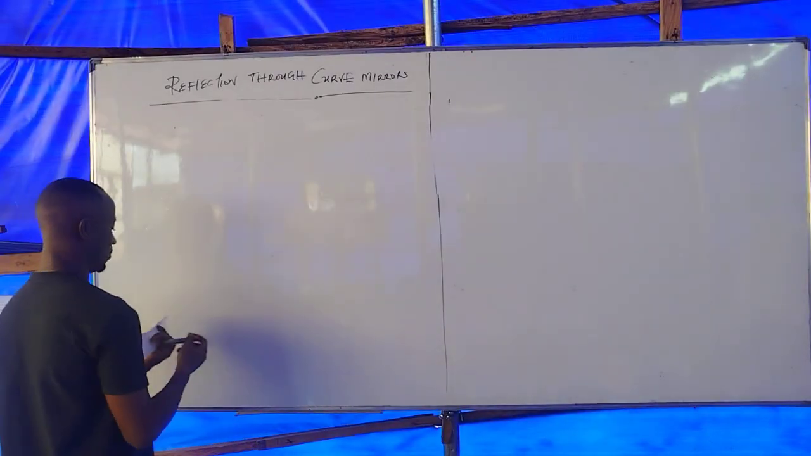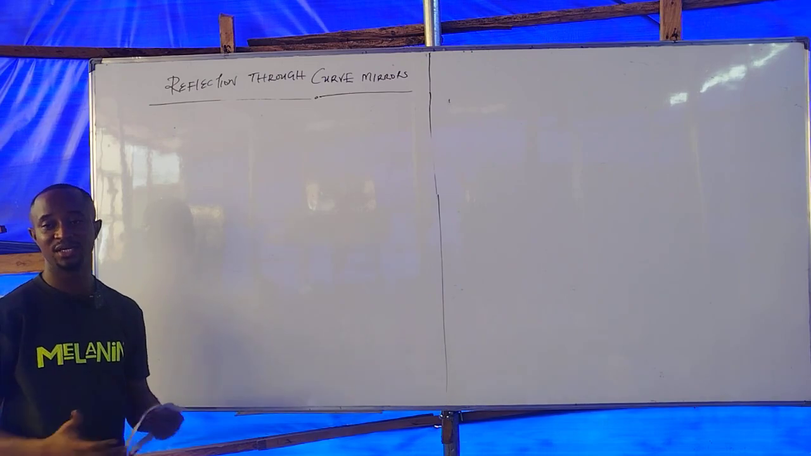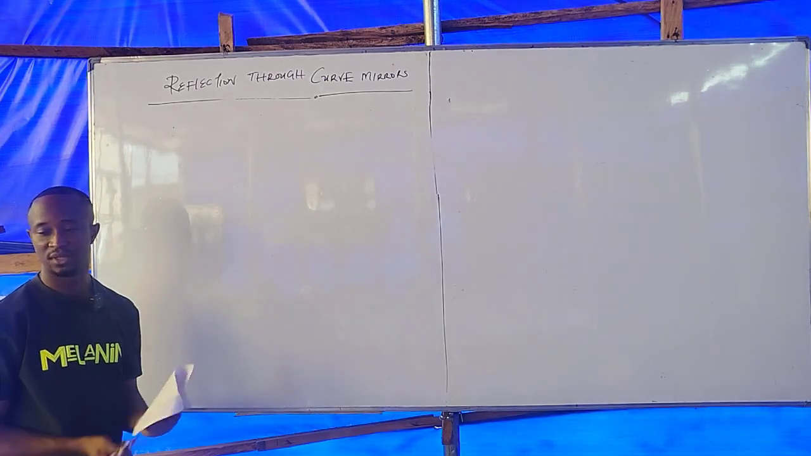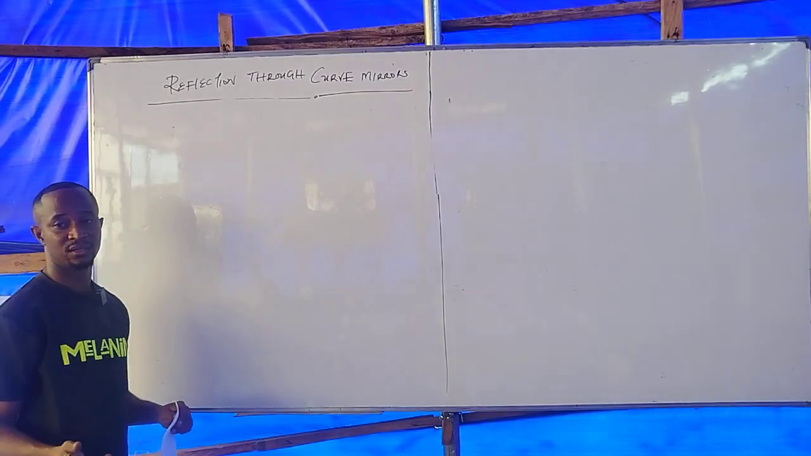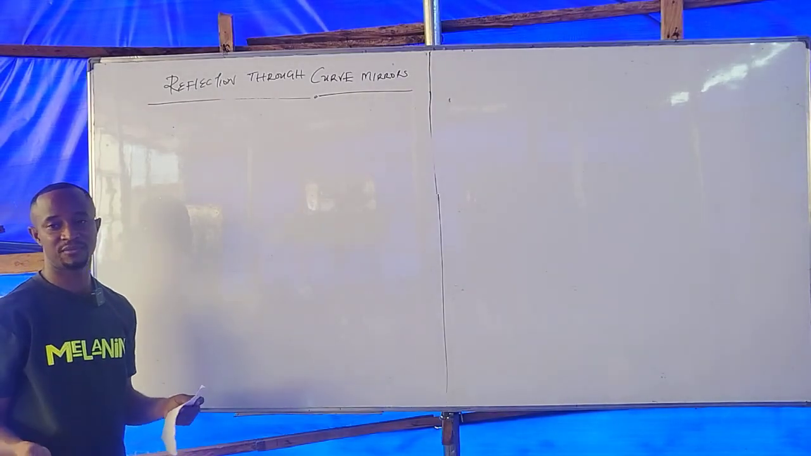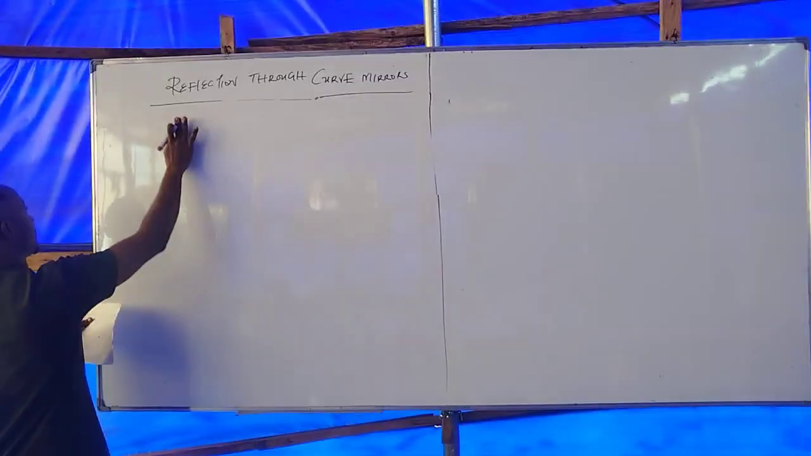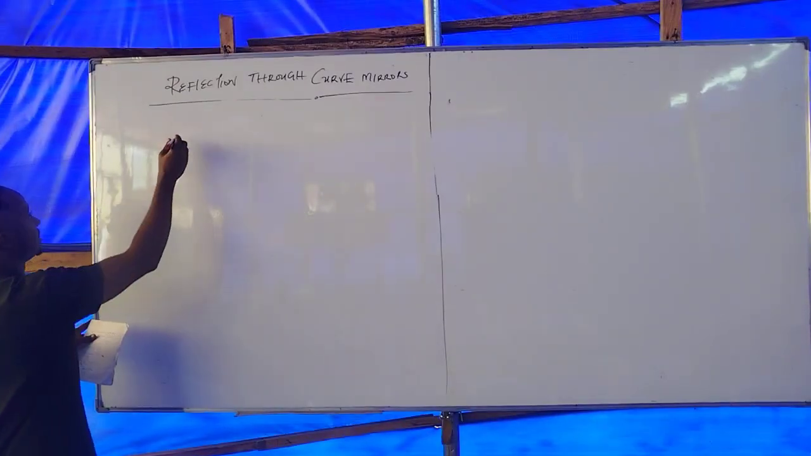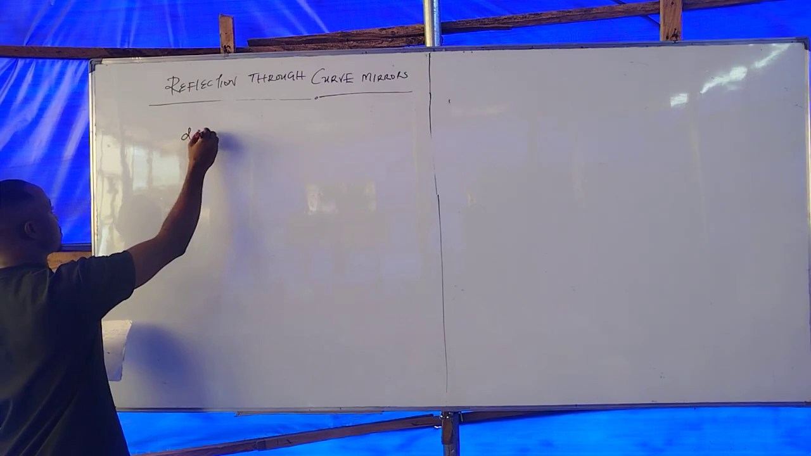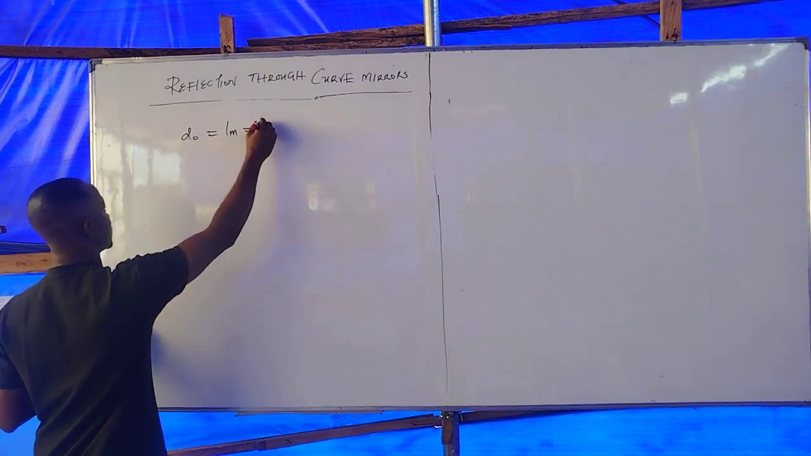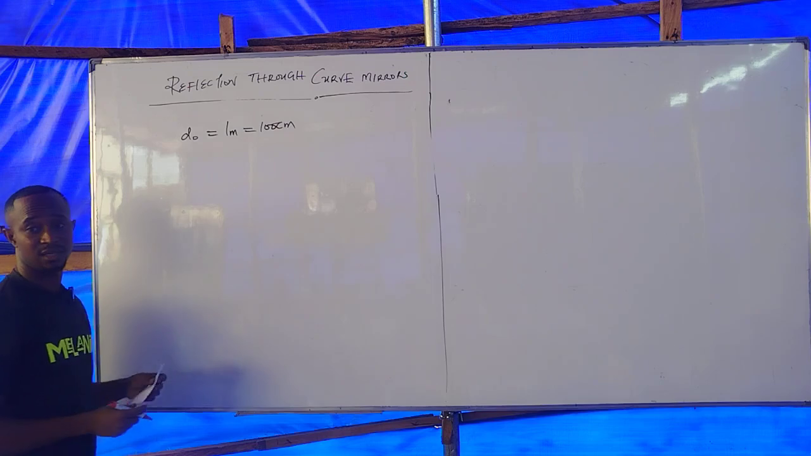A tree stands 1 meter from the concave mirror, right? Now, we already know it's a concave mirror, so the image formed is real, isn't it so? And what's the focal length? It is positive, because it's a concave mirror. So the tree stands 1 meter, right? What is the tree? The object. It means my distance, my DO, is 1 meter, which is the same as 100 centimeter. Are you aware?